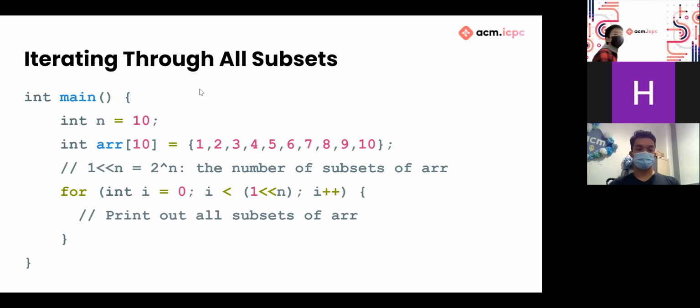Okay. I'm going to talk about how you would do this in code.